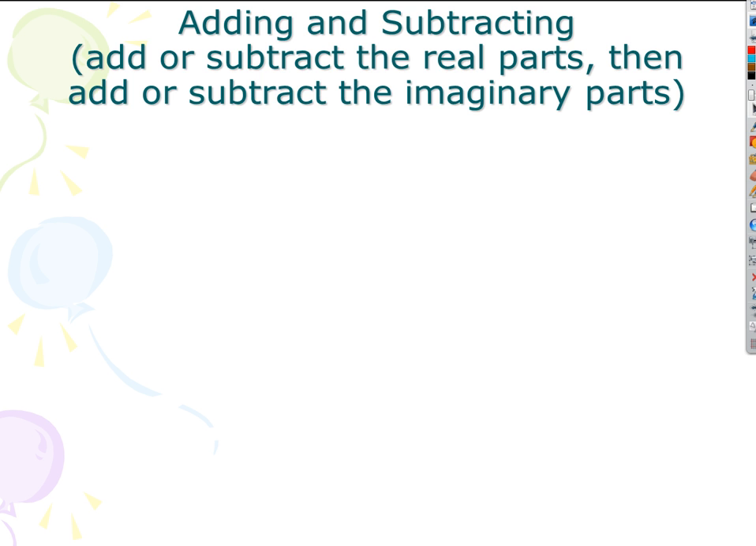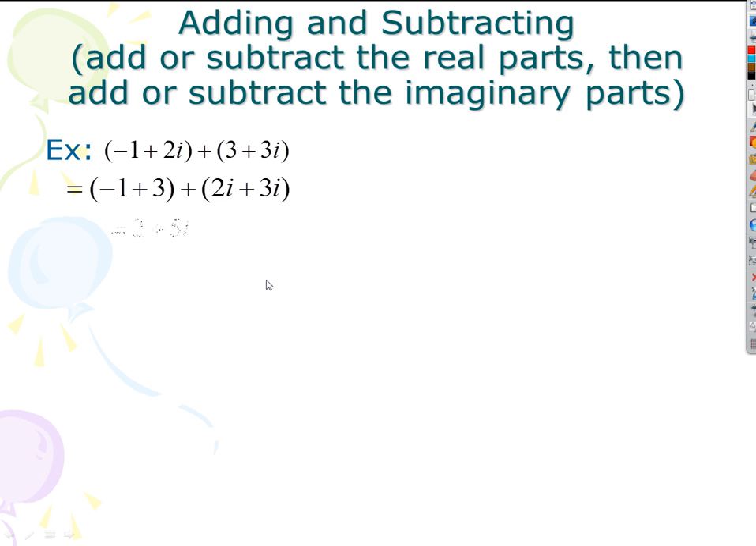Okay, and then here's where we kind of left off, adding and subtracting. Very simple. This is the nitty-gritty of what most of the assignment's going to be. You're just going to be doing arithmetic with complex numbers. Later on, we'll do some more stuff with it, but for now, this is pretty much it. Adding and subtracting, super easy. All you do, the trick is treat i like a variable. Just add up the like terms. So here I'd have -1 plus 3 is 2. 2i plus 3i is 5i, done.